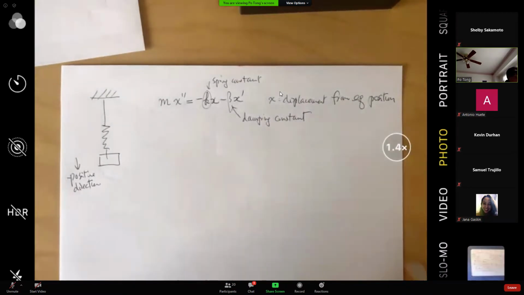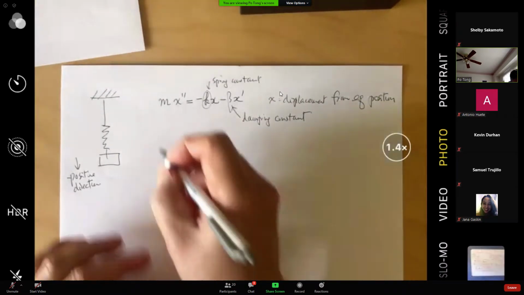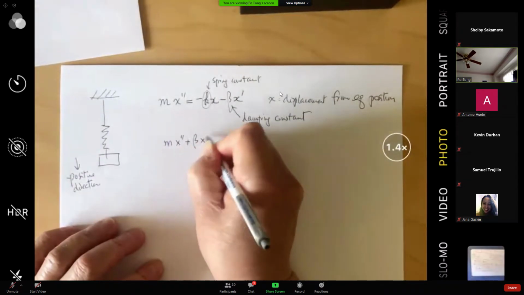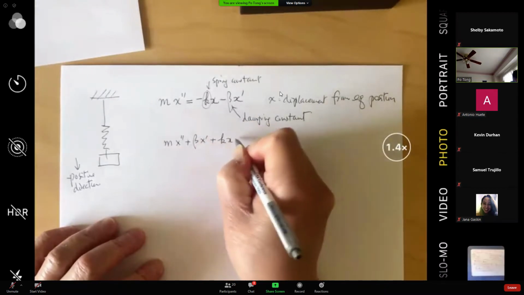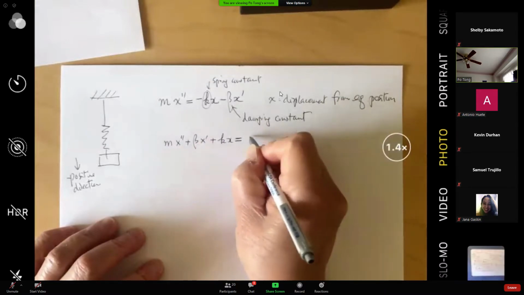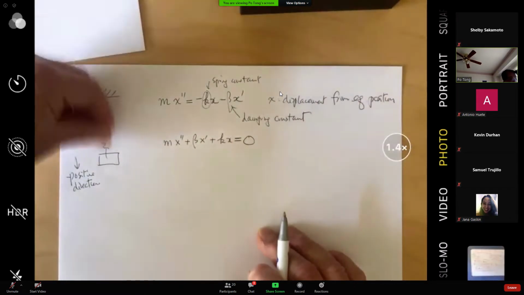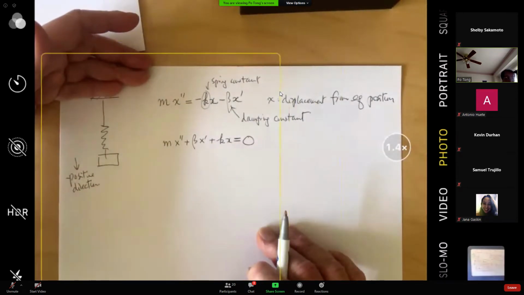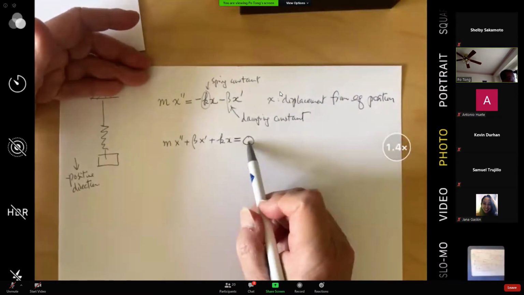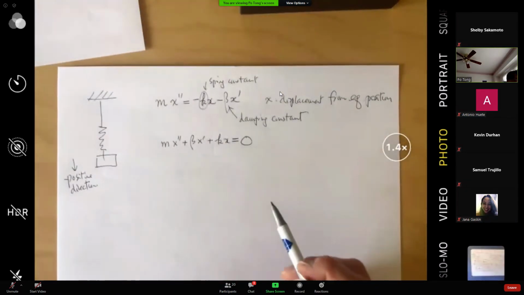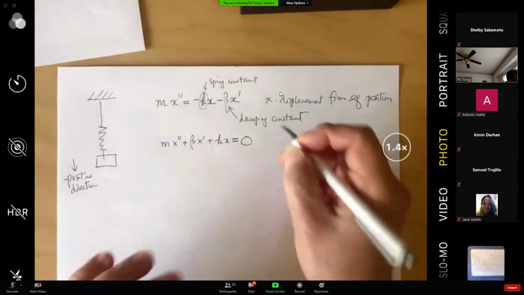Okay. So we can rearrange this a little bit. It will be mx double prime plus beta x prime plus kx. Now at the beginning, we are going to just talk about 0 for the other side. 0 means there's no external driving force. We are not moving the support here to drive it. This support is just constant. Later on, we can change this. If you're holding this support and then moving your hand, then that will be different. Of course, you have the initial condition.